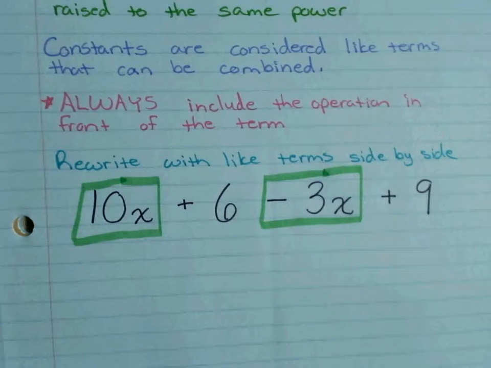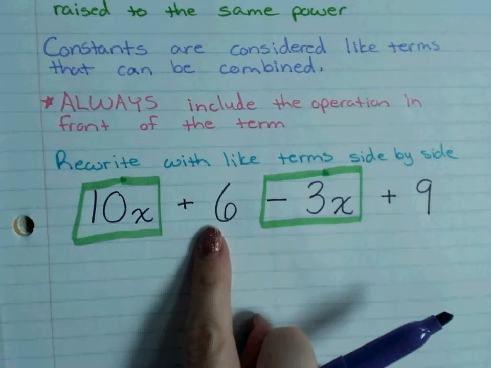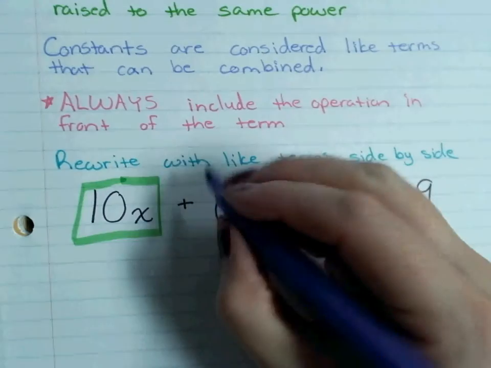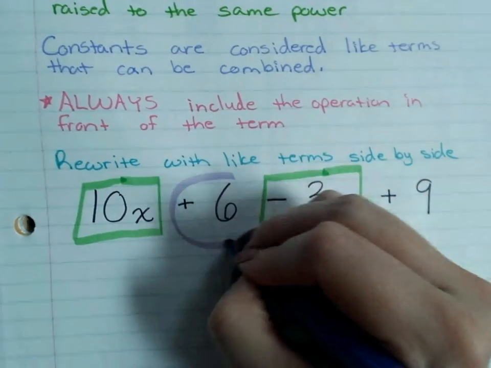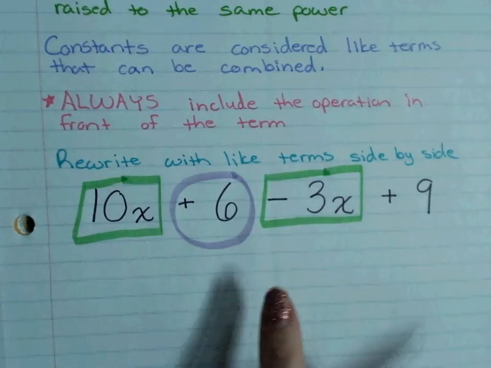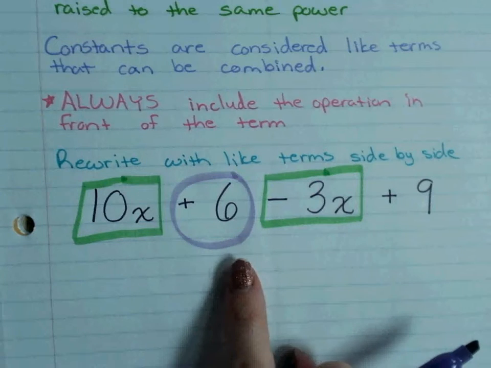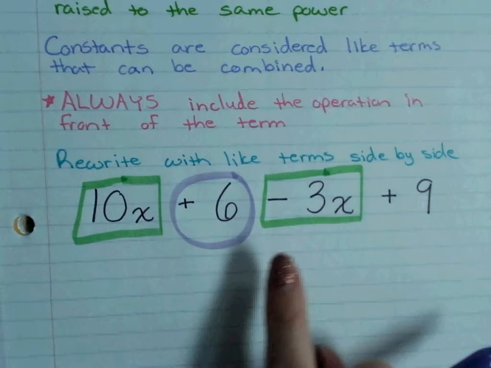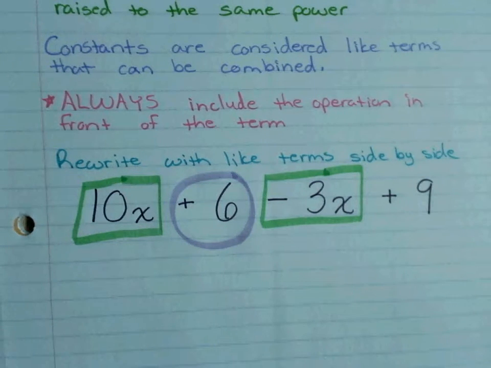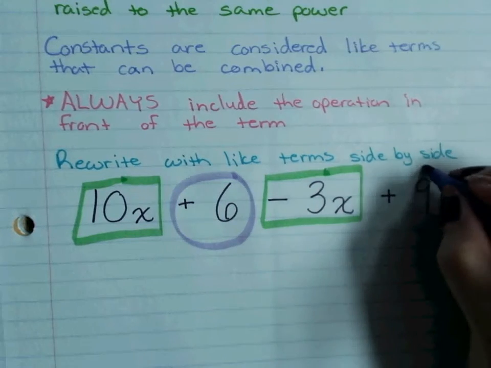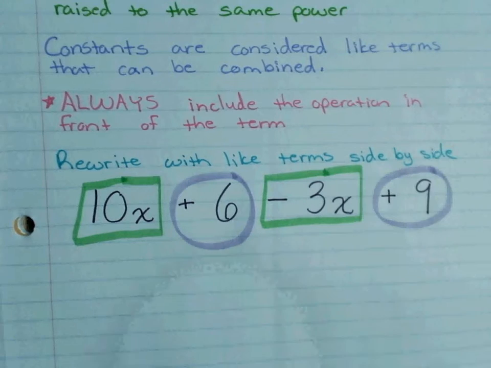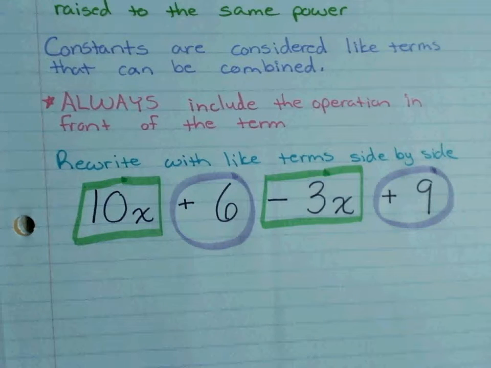So now I'm going to move on to my next term that I've got. I've got a plus 6. So I'm going to go ahead and circle that one in purple. So that way I know, hey, this is different than the 10x. This is different than the negative 3x. Do I have any like terms to that plus 6? Plus 9, yeah. And those are both called constants. And remember, constants are considered like terms. We can combine those.